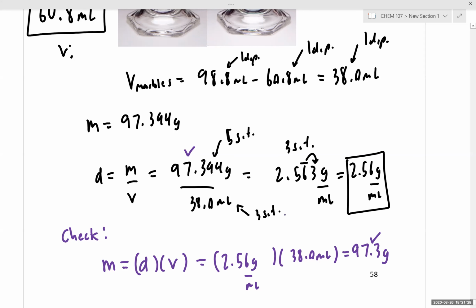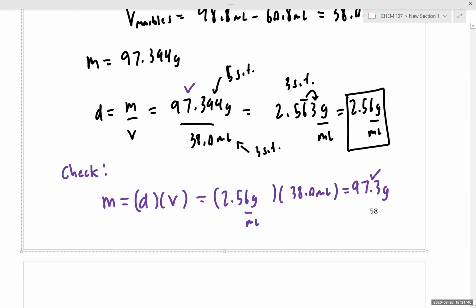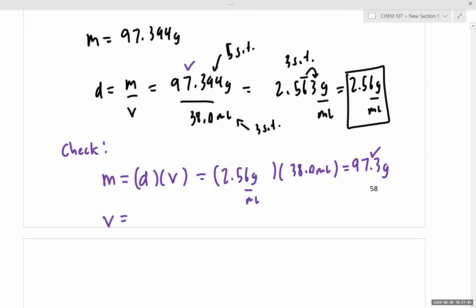There will be a few differences due to rounding, but you just want to make sure that from your calculated density, you can recalculate your mass. Likewise, you can also check your work by recalculating the volume. And to calculate the volume, you just take the mass over the density. So you take 97.394 grams over 2.56 gram per mil. And that in turn gives us a volume of 38.0 milliliters.